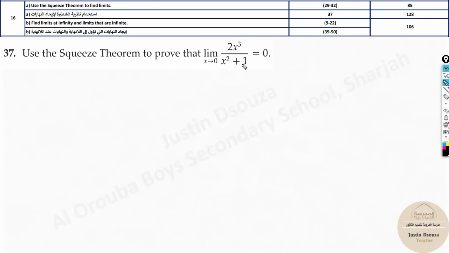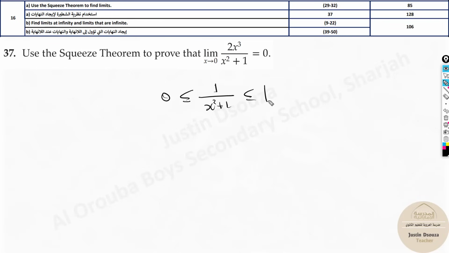So always try to keep the polynomial outside. We can multiply that later. That's fine, but keep the rational on the other side. So the first step to solve this: we have to use the squeeze theorem to prove it. I'll write 1 by x squared plus 1 and write the range for this. What is the possible range for 1 by x squared plus 1? Let's take any number, it will be greater than or equal to 0 and less than or equal to 1.